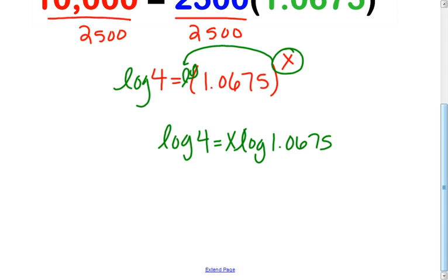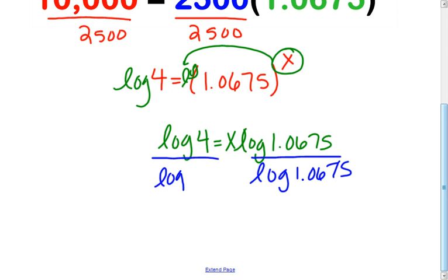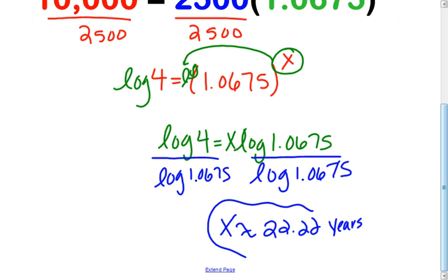All right, and then to solve for x, I will divide by log of 1.0675. And x will come out to be about 22.22. And in this case, it's growing yearly, and so it'll be about 22.22 years. Okay, a little over 22 years until it reaches 10,000 people.